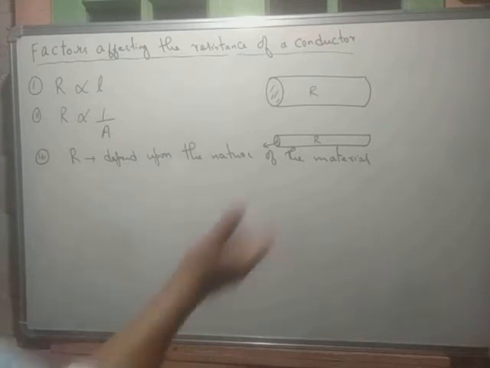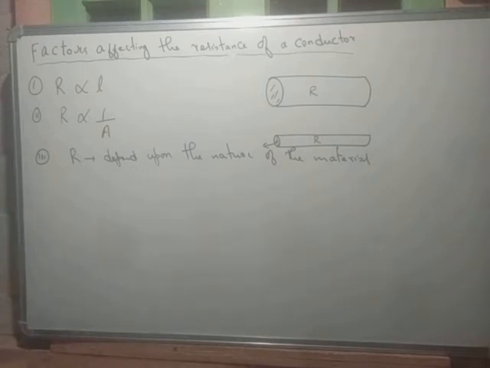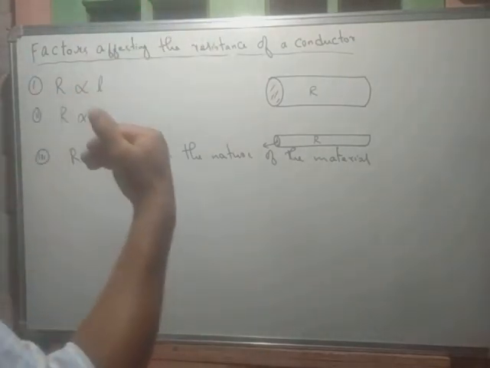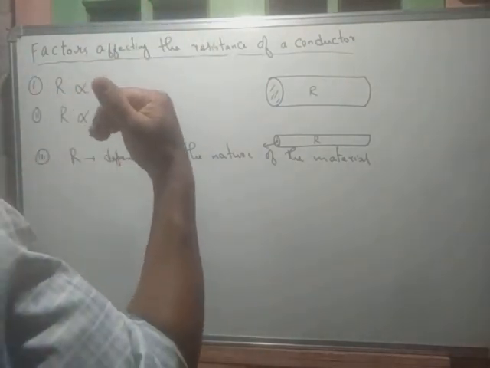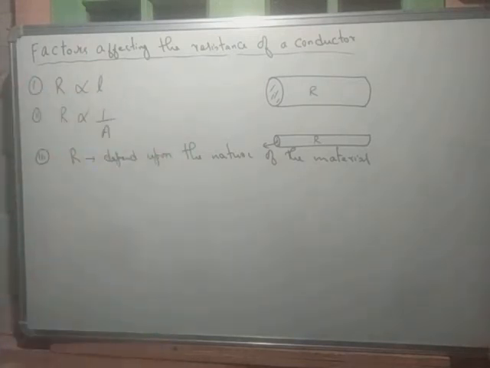So the best conductor among metals is silver. Why? Because silver has got the smallest resistivity or smallest resistance, so that is why the resistance of silver is smallest. So silver is a good conductor of electricity.